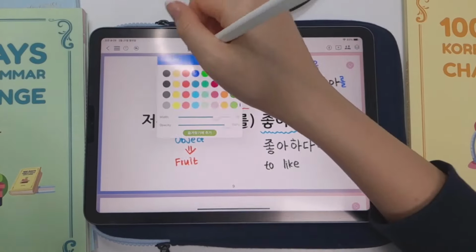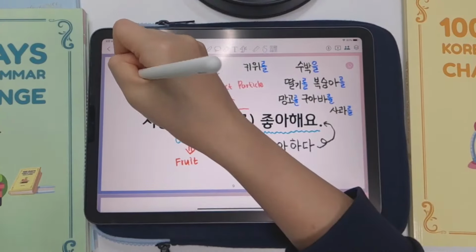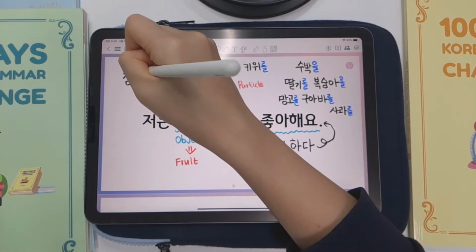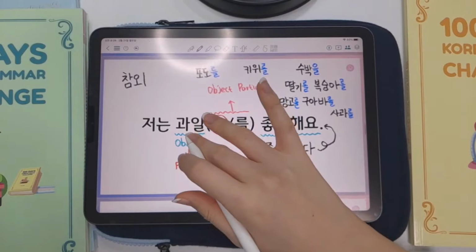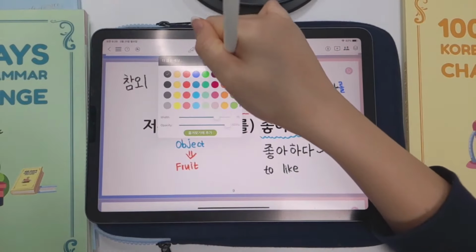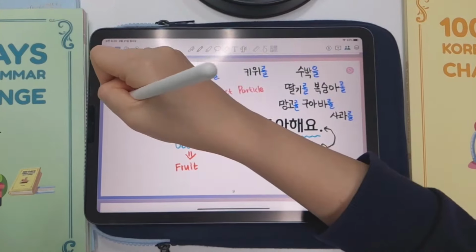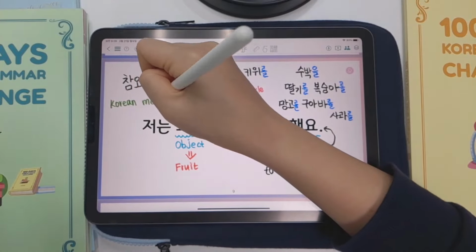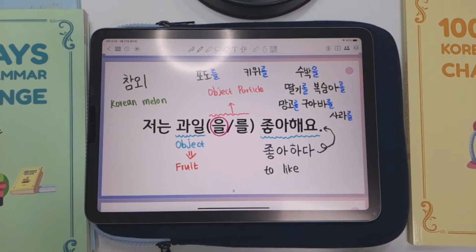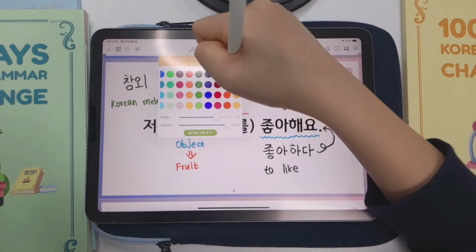And have you guys heard of 참외? I heard this is a fruit of Korea. I heard many foreigners don't know this fruit. 참외. It is called Korean melon. I'm not sure, but I heard it is called Korean melon or something. Korean melon. And it looks like this.